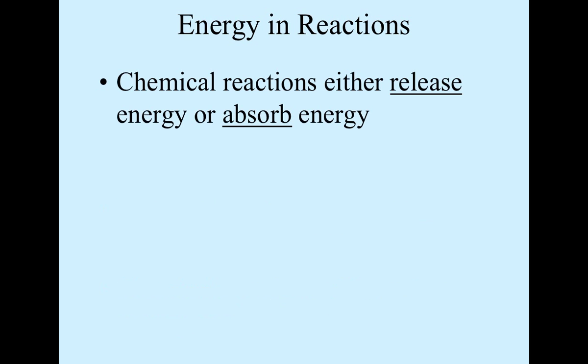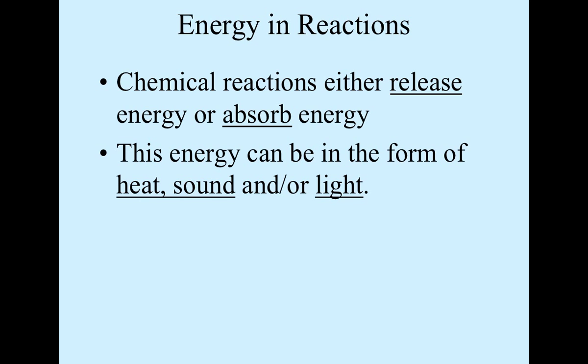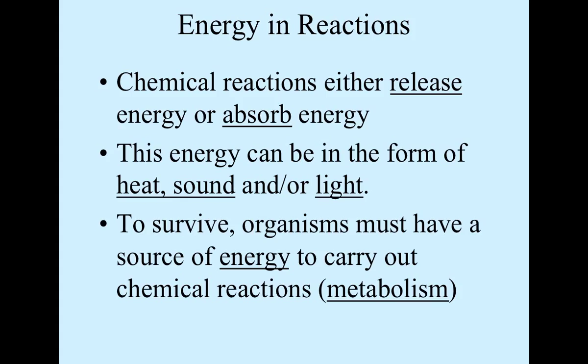Now, basically, chemical reactions have two choices in terms of energy. They can either absorb energy or they can release energy. And this energy can be in several different forms: heat, sound, or even light. Now, in order to survive, organisms have to have a source of external energy that they are bringing in to carry out their chemical reactions. And the chemical reactions that support life are referred to as our metabolism. So, that's why we eat, and we take the chemical energy from the food that we eat to provide the energy we need for our metabolism.